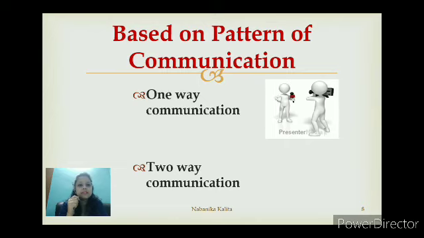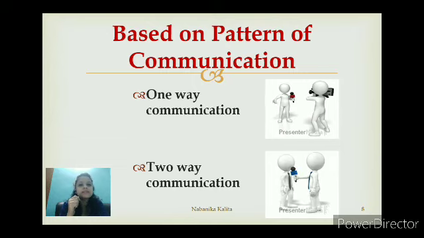The second type is two-way communication. As the name itself says, two-way means both sender and receiver will communicate. Like in this other image you have seen, the reporter is asking some question to the other person and the other person is replying. That becomes two-way communication. Even communication between a doctor and a patient, a nurse and a patient, a teacher and a student, maximum of these communications are two-way communications.